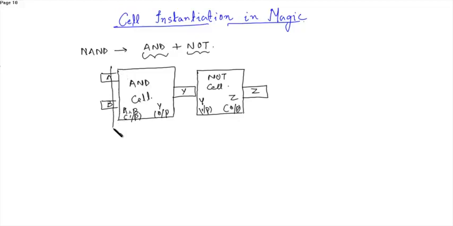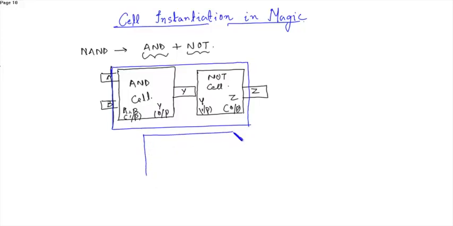And if you see it in the overall way, you get a NAND gate with inputs A, B and output Z. Now how will you obtain this cell?